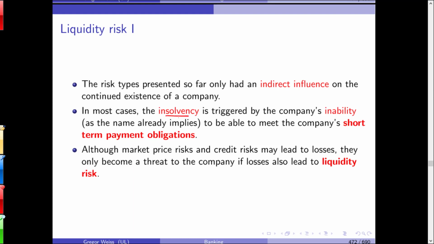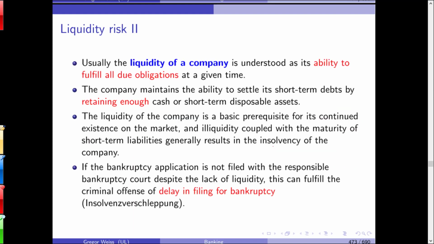Now, in most cases, insolvency, bankruptcy, is not triggered by a loss, but by the company's inability to meet its short-term payment obligations. If you cannot pay your bills, that's liquidity risk. Market price risks and credit risks may lead to losses, but in the end, they only become a threat to the company if you also have liquidity risk. This is why banks, especially, are very much concerned about liquidity risk, not just financial risk in the form of credit risk and market price risk.